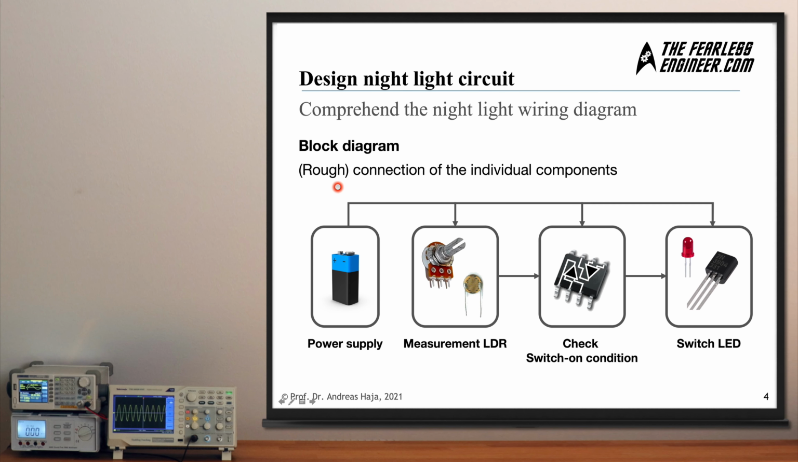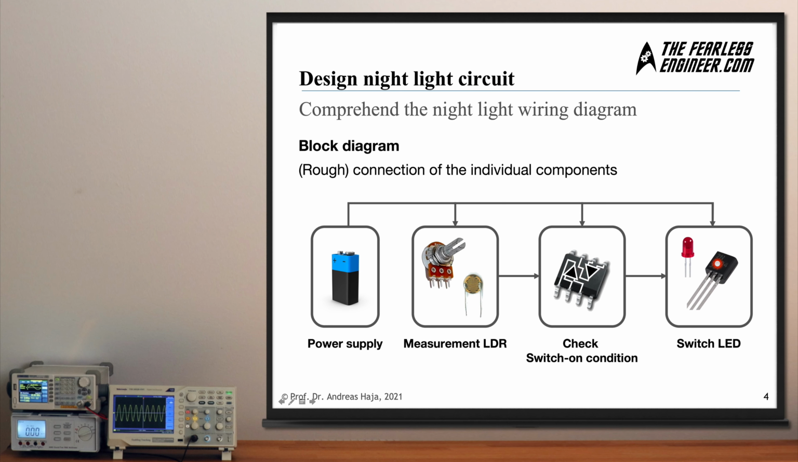Now let's take a look at the block diagram which we have used so far. We have a power supply. This supplies all the modules with electric power. The second module here is on measuring the light-dependent resistor value, and the potentiometer here is used for adjusting the level of voltage division between these two components here. And then the third module here checks the switching condition using an operational amplifier.